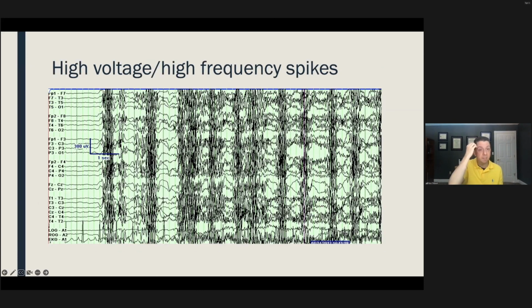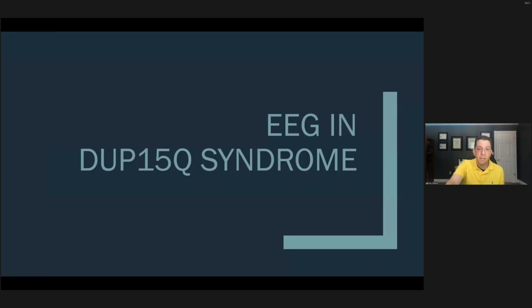And then this is a slide I just threw in. This is a very specific EEG pattern in Dup15q. We'll talk in a minute about the others, but there are a few different EEG patterns that are really specific to this syndrome that definitely help with diagnosis. Also, being able to treat these and minimize them in sleep really helps with the developmental process.